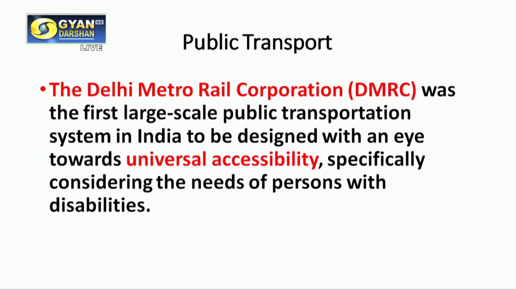Now, one wonderful example in our own Delhi is the DMRC, the Delhi Metro Rail Corporation, which is really one of the first large-scale public transportation systems in India designed with an eye towards universal accessibility. So the metro is designed to be accessible for everybody, and it pays specific attention to the needs of persons with disabilities.